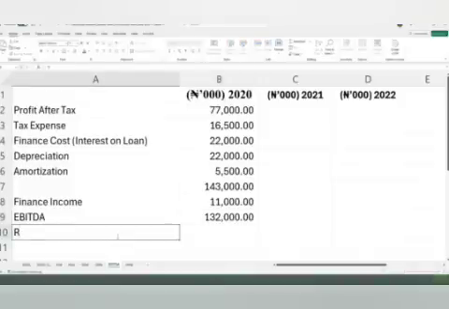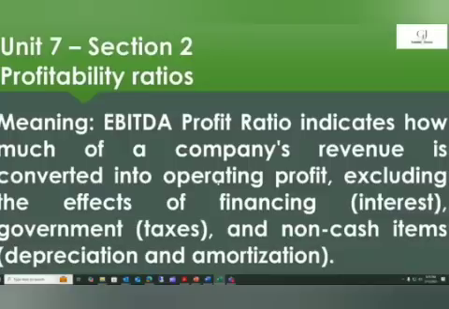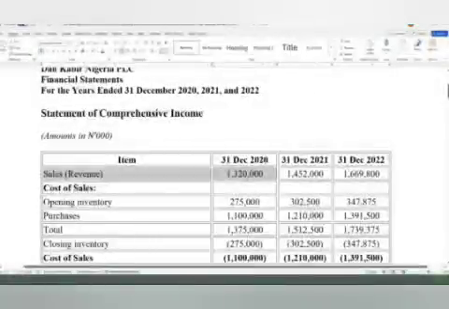So let's go now. We have overflogged this EBITDA. So let me pick my revenue so that we can move on. So revenue is 132.